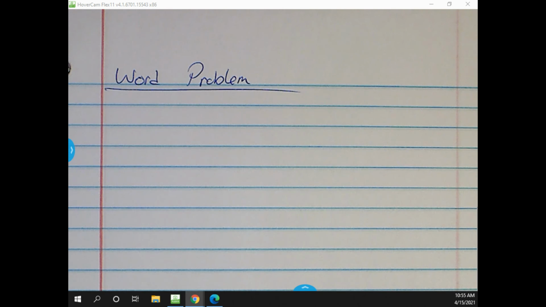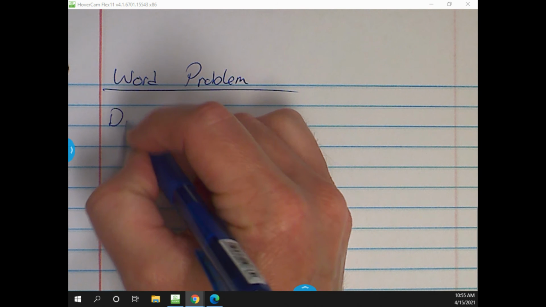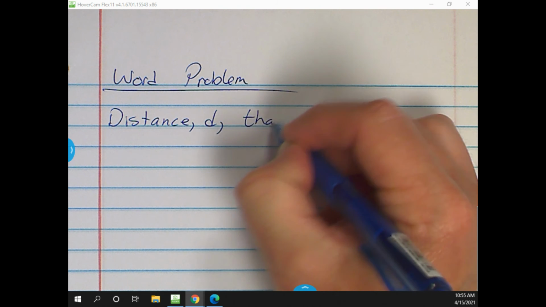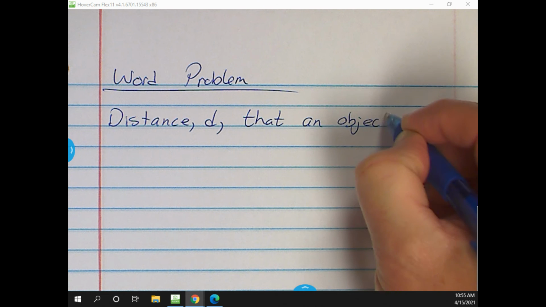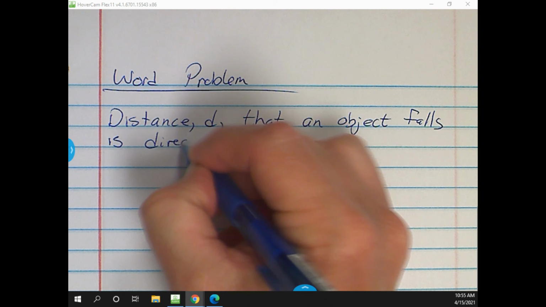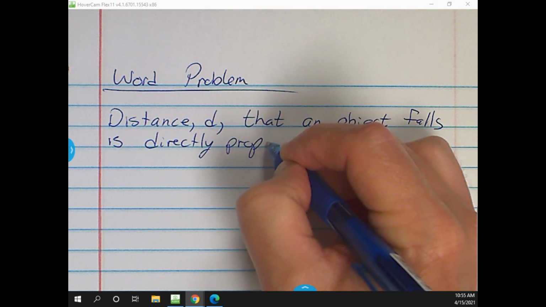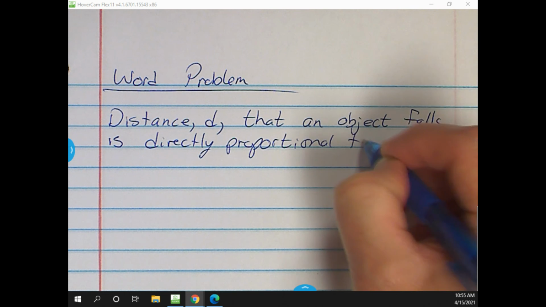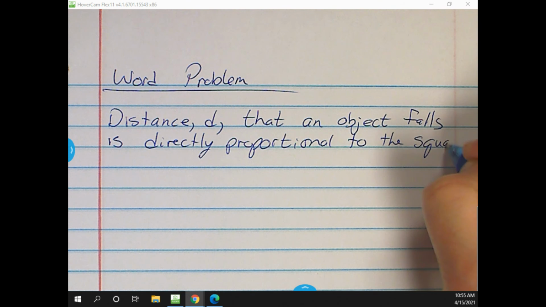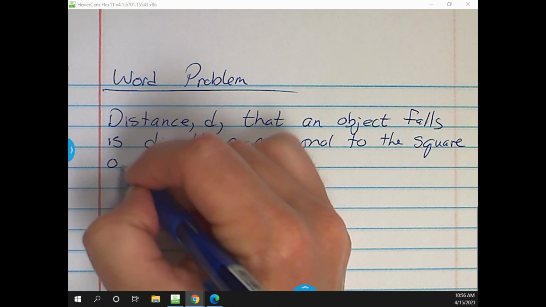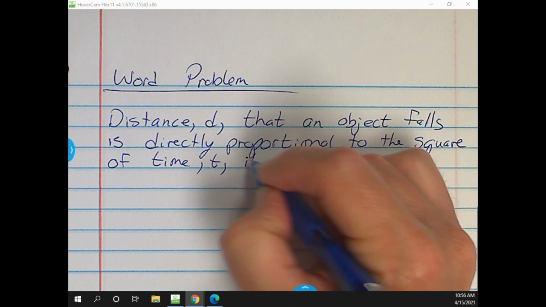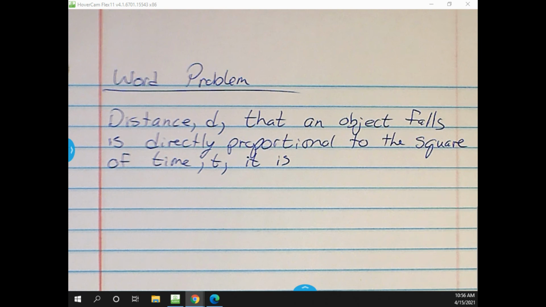All right, so here's the big word problem. And again, this is the last one today. The distance d that an object falls is directly proportional to the square of time, which they're going to call t, that it is in free fall.